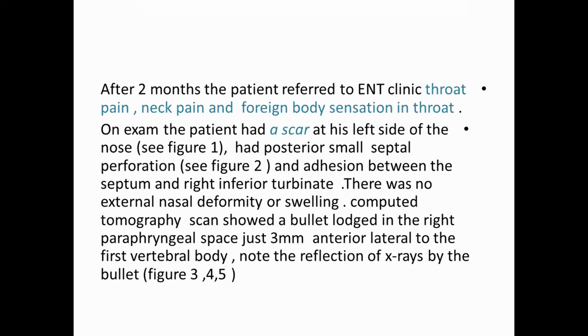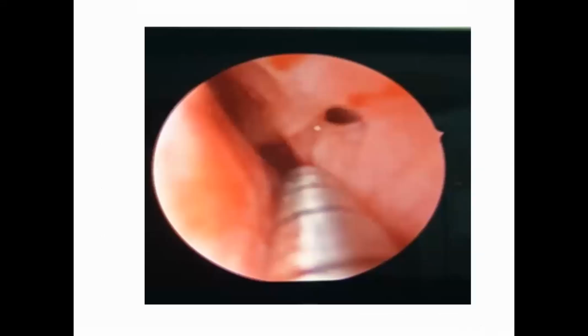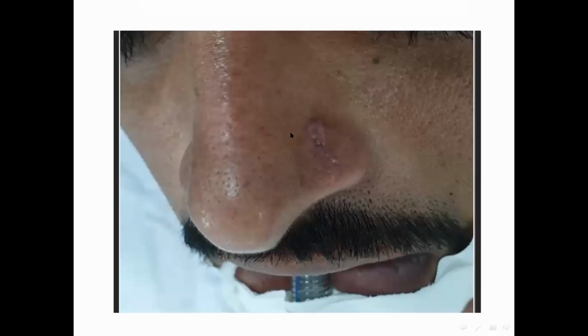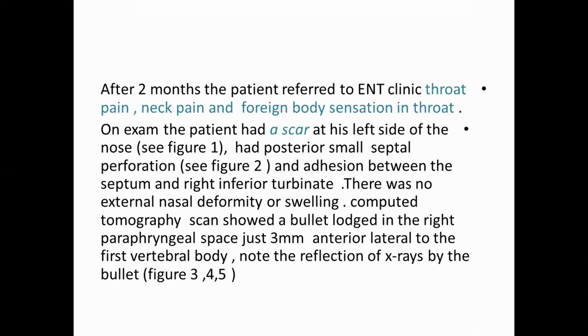At that time, when we saw the patient, he had a scar, as I showed you before, the position of the scar, which he already had. And there was a small posterior septal perforation. I will show you the perforation. Here is the perforation. And there was adhesion, maybe it's not clear in this picture, between the septum and the inferior turbinates. And we did for him another CT scan. The CT scan revealed the same position of the pellet.